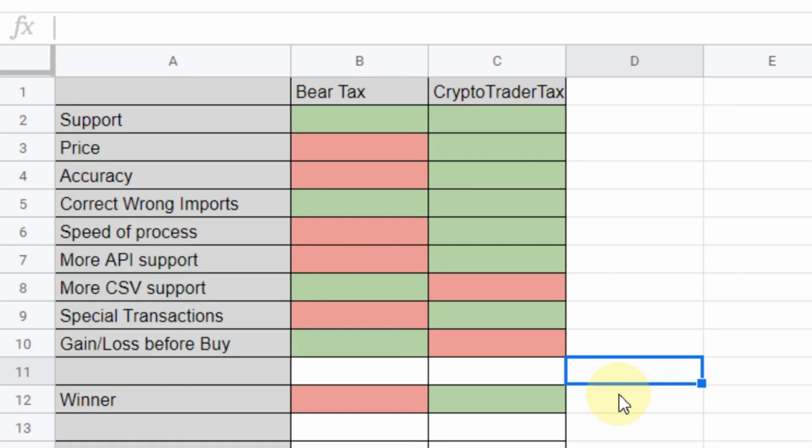And that's just my personal opinion. It's not a paid review, not sponsored. I'm not affiliated with them.